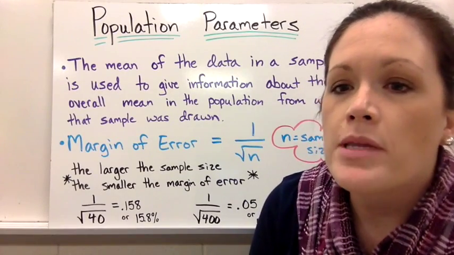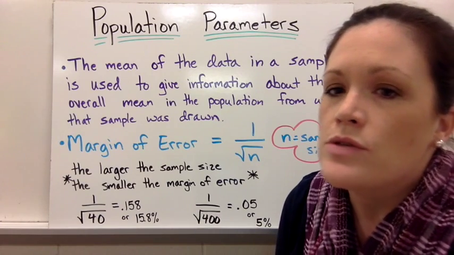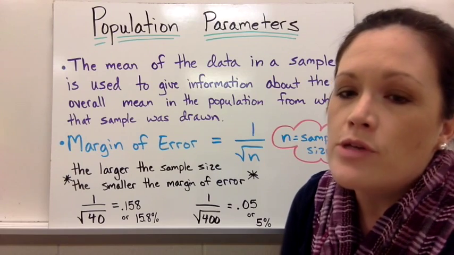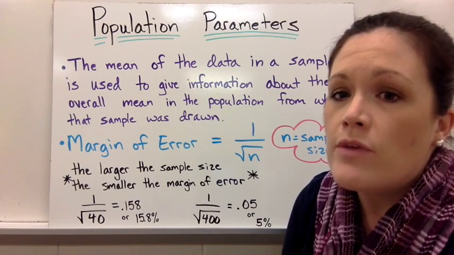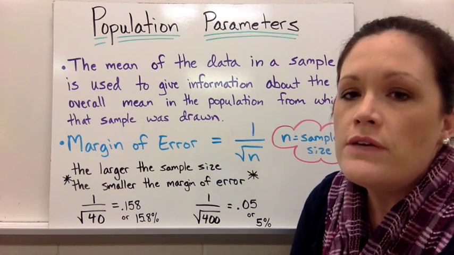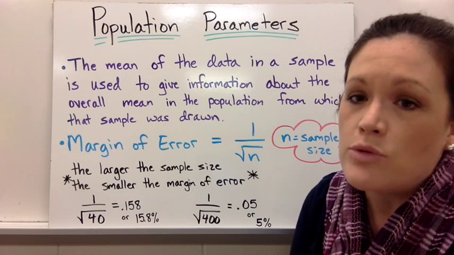Let's talk about population parameters. Population parameters are things that we use to describe our population. In particular, we use the mean and we use a margin of error that we get from our sample size. The mean of the data in a sample is used to give information about the overall mean in the population from which that sample was drawn.